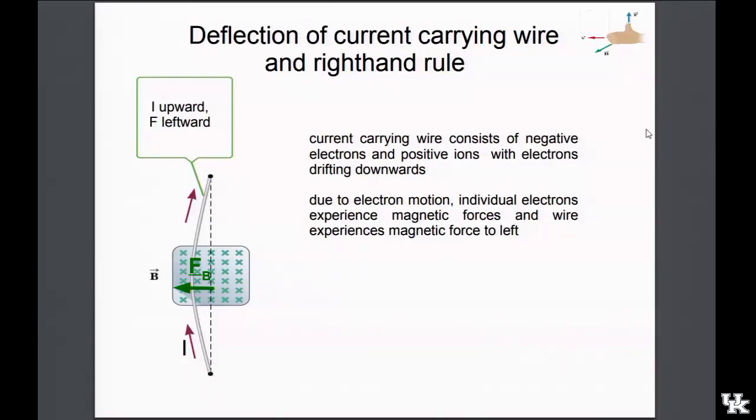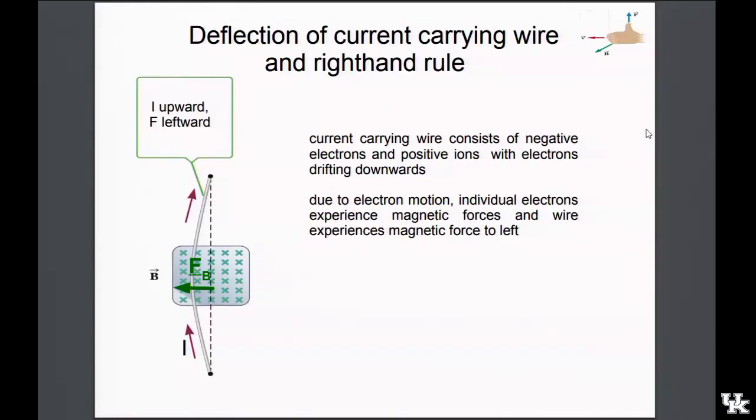The wire itself is made of negative electrons and positive ions. In a typical metal wire, the electrons are in motion and the ions are stationary, so the negative electrons would be streaming down the wire. The current is up the wire. That's the conventional way we define current, which means that the electrons, the negative charges themselves, are streaming down the wire. So those electrons are moving down the wire through a perpendicular magnetic field. They'll experience a magnetic force by that field equation, F equals QVB sine theta.